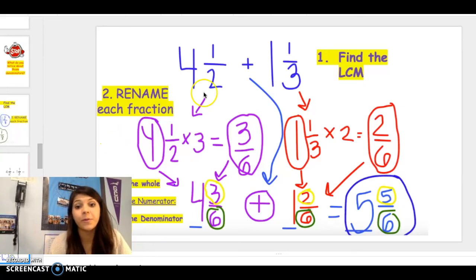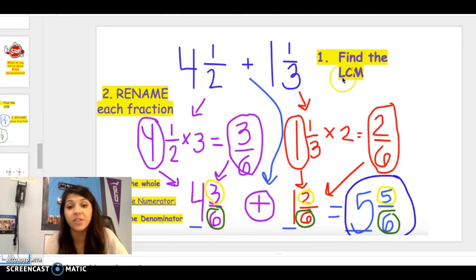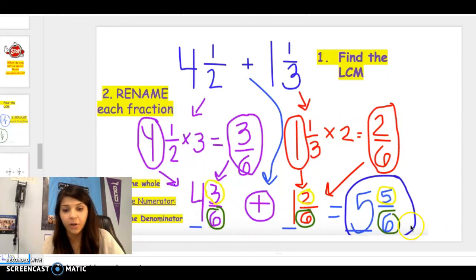So in this equation, we have 4 1/2 and 1 1/3. We know for both sides, because the denominators are not the same, we have to change them to the least common multiple, which we know the multiples of 2 and 3 would give us 6. And so on the left side, I multiply 1/2 by 3 to get 3/6, so that my new number is 4 3/6. And on the right side, I have 1 1/3. And if I multiply that number by 2 to get that denominator of 6, I get 1 2/6 as my new number. So when I add those straight across, 4 3/6 plus 1 2/6, I get the number 5 5/6 as my new number.